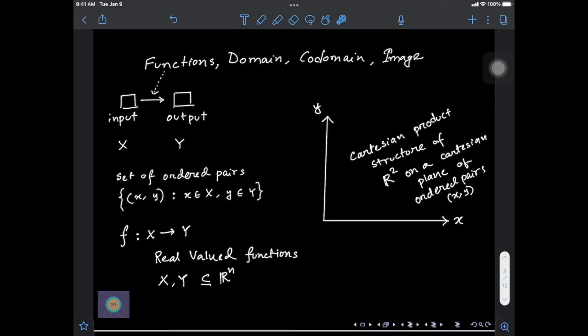Now we are familiar with looking at graphs in 2 dimensions. So for example, the 2-dimensional graph that we always use. This is basically the representation of the ordered pairs (x, y) in the Cartesian product structure of a 2-dimensional real line.